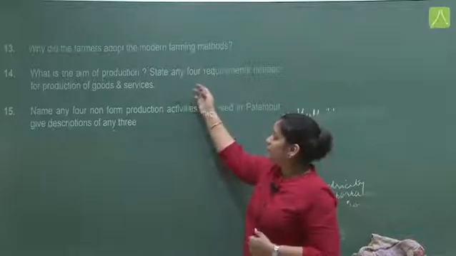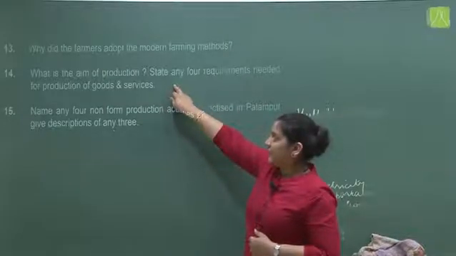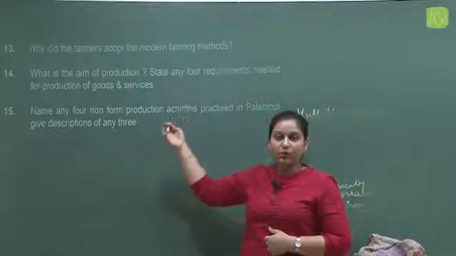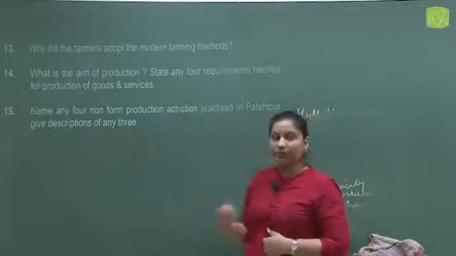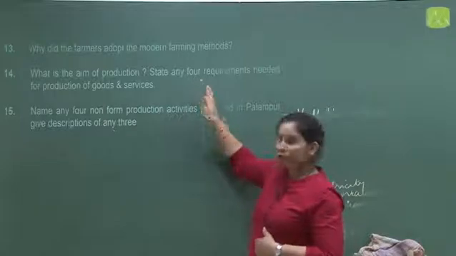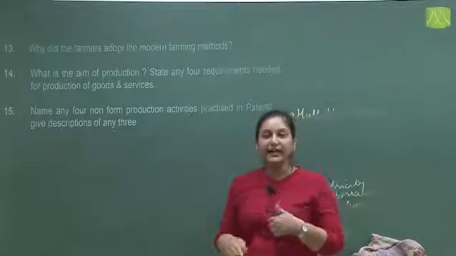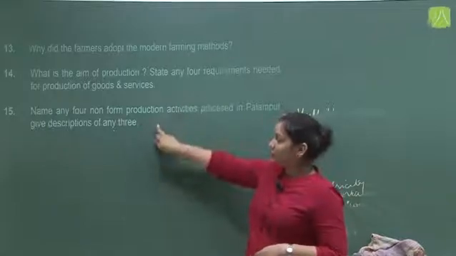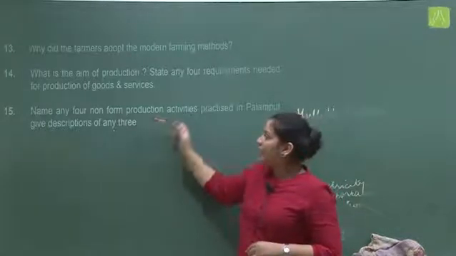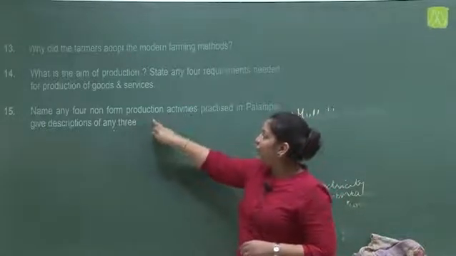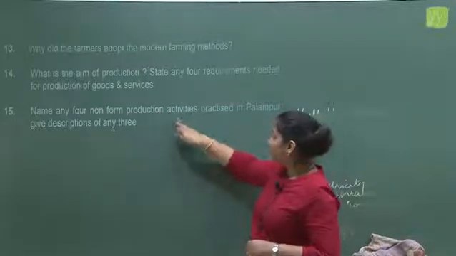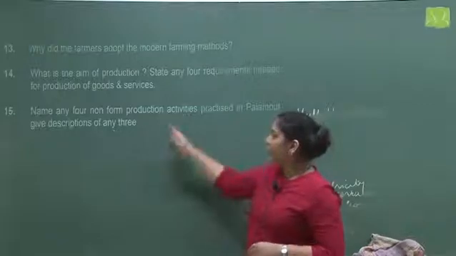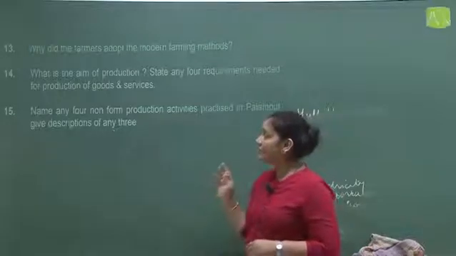The 14th question is, you have to state the aim of production. The aim of production is definitely going to be that you want to cultivate more. You have to state 4 requirements in which you will state land, labor, capital and enterprise. The last question of this chapter, you have to tell any 4 non-farming production activities which are practiced in Palampur, and you have to give description of any 3.